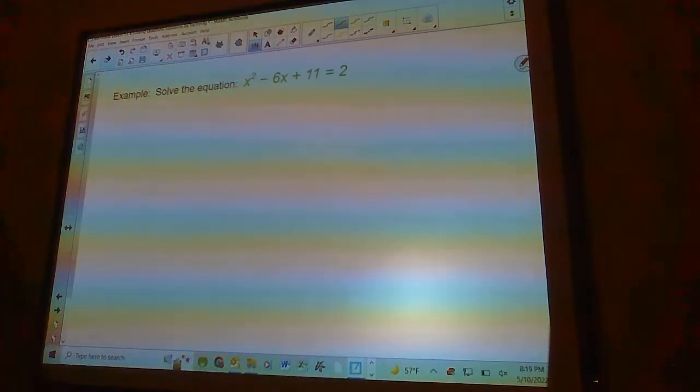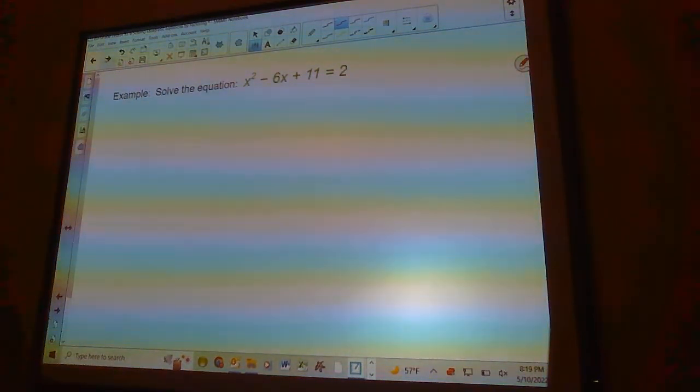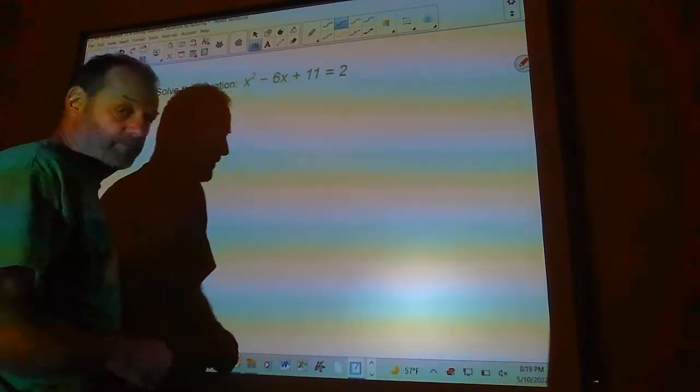So this one here, I'm going to let you pause the video and give this one a try. x squared minus 6x plus 11 equals 2. Give that a little try and see how you do.